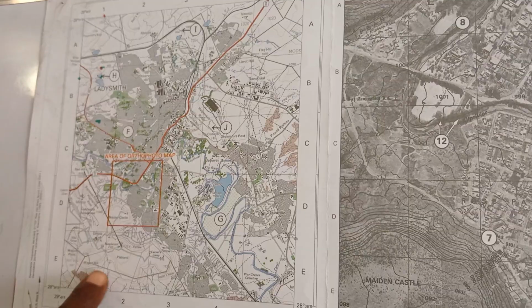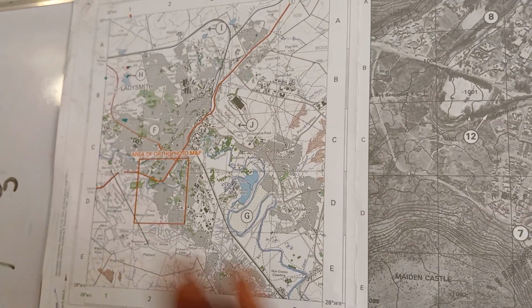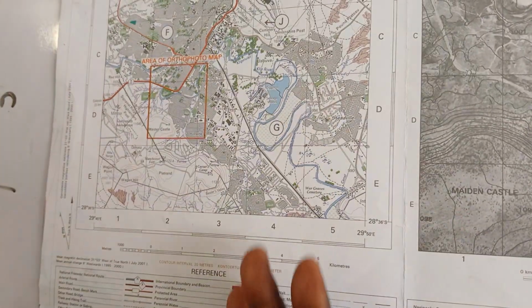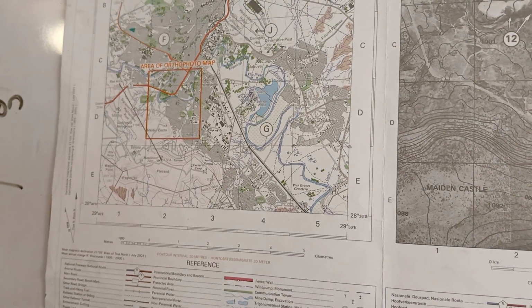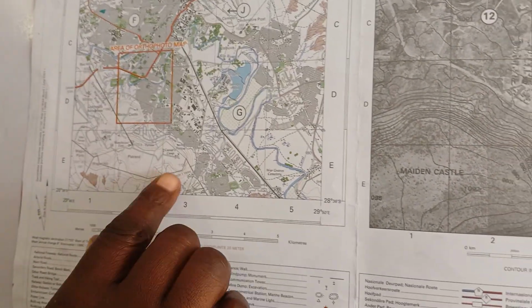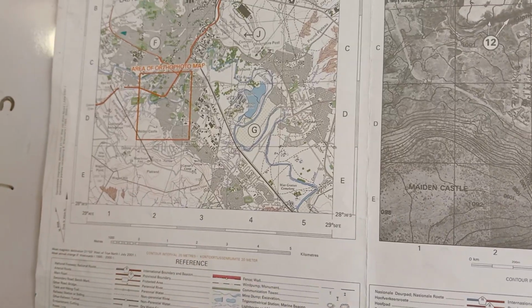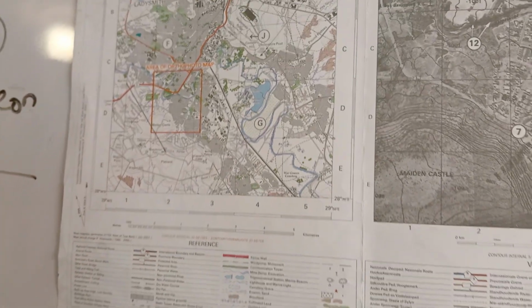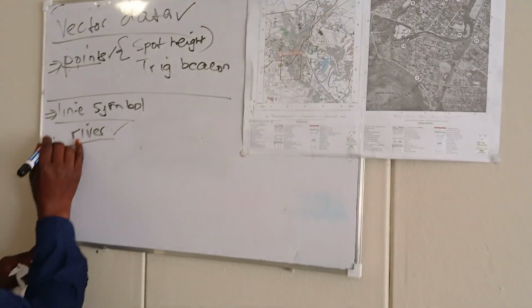Then you've got non-perennial here, which are seasonal, also periodic, which means they can flow maybe during the time when we receive some rain. That's when only they can flow. So we have got non-perennial and perennial. Both of them are rivers. It's an example of a line symbol.